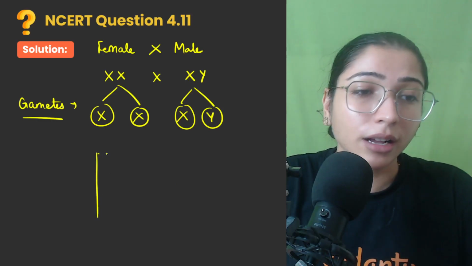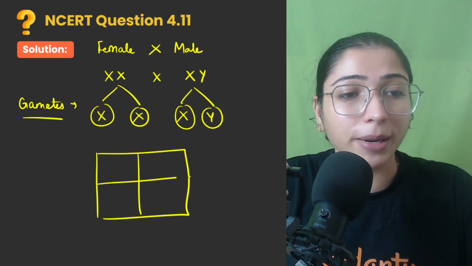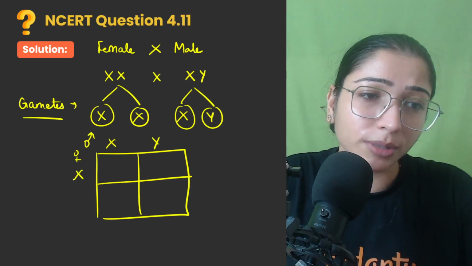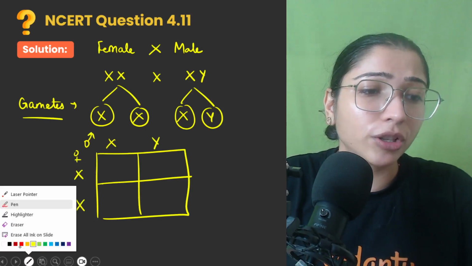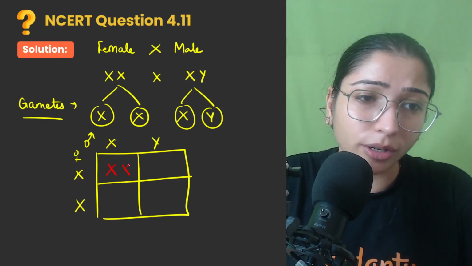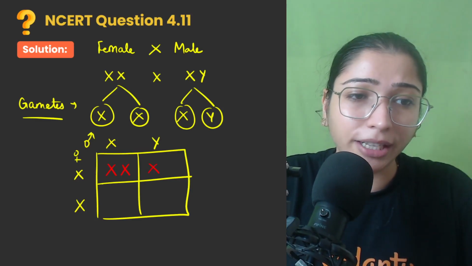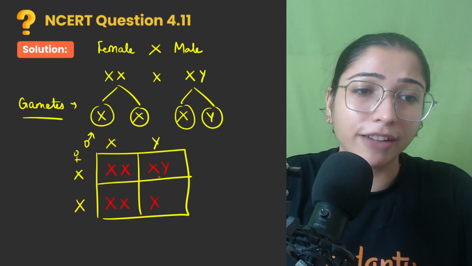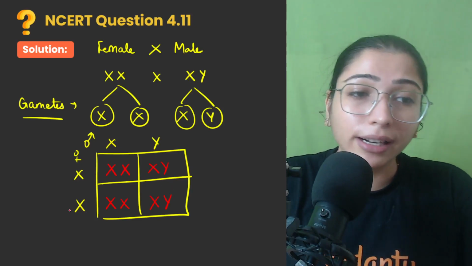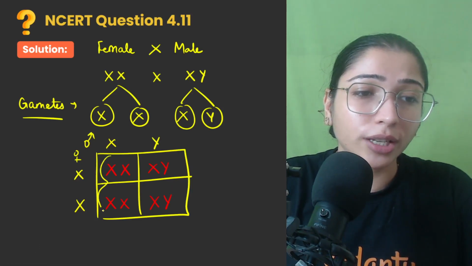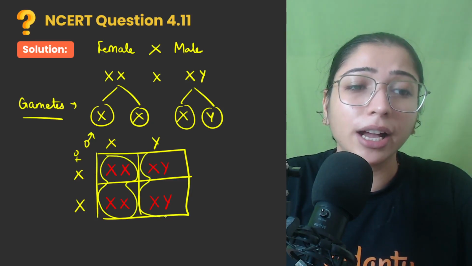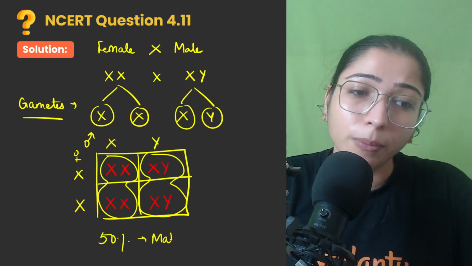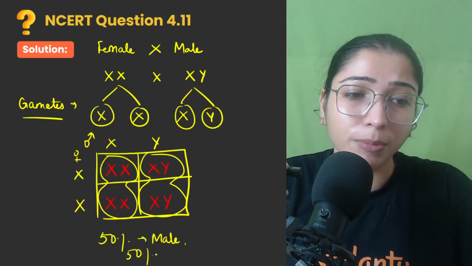So children, if I make a Punnett square of this, if I place it in a Punnett square, with male chromosomes on one side and female chromosomes on the other side, the kind of progeny that you obtain: X and X will mate, it will give rise to XX, X and Y will mate, it will form XY, X and X will mate, it will form again XX, X and Y will mate to give rise to XY. So clearly you can see children, there is equal probability of both male and female occurring. So there are 50% chances of birth of a male and 50% chances of birth of a female.